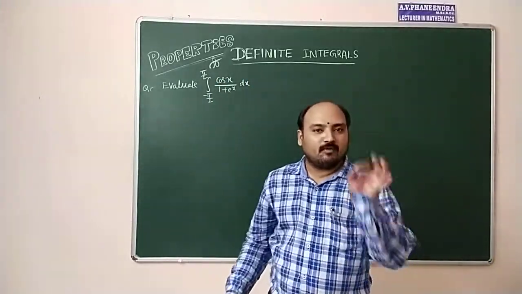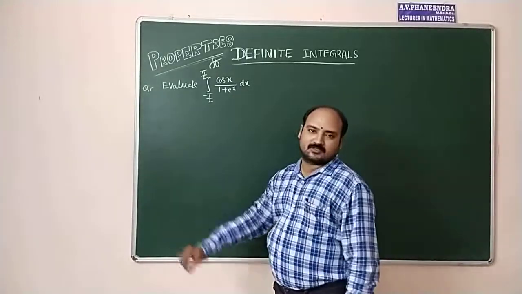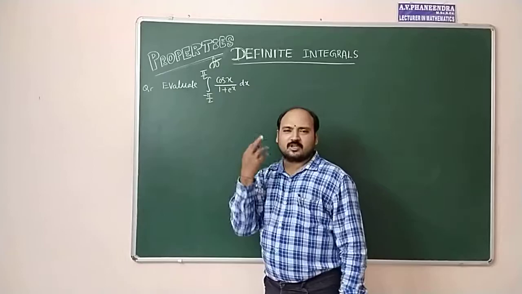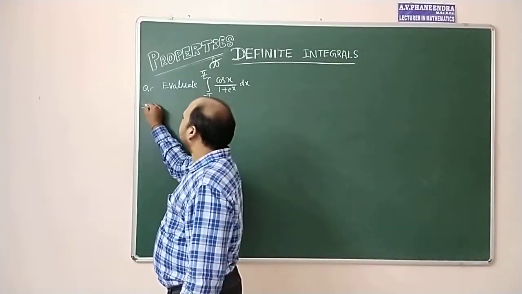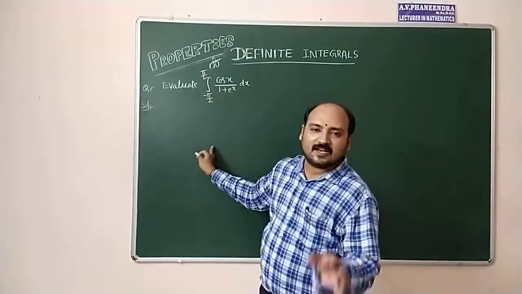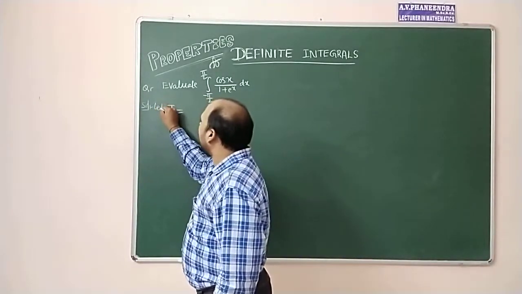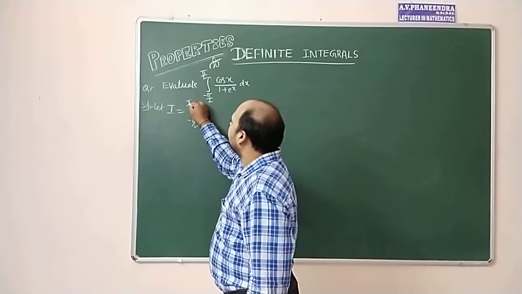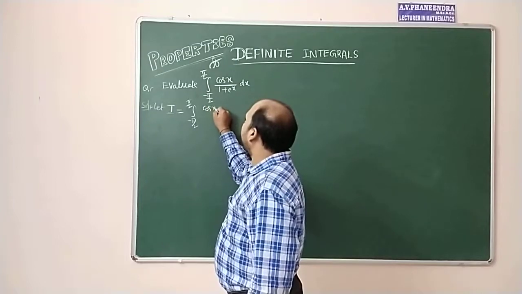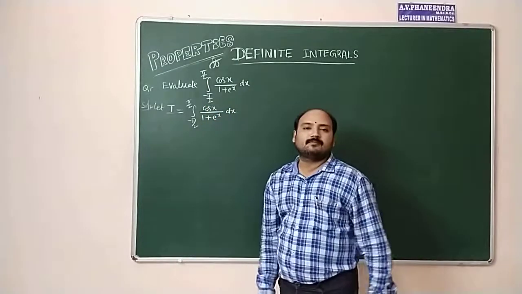This question is very important for 4 marks, or sometimes 7 marks, or sometimes 2 marks also. See here how to do this type of problem. First you have to consider the given integral as I. Let I be equal to the given integral, minus pi by 2 to pi by 2 cos x divided by 1 plus e power x into dx.